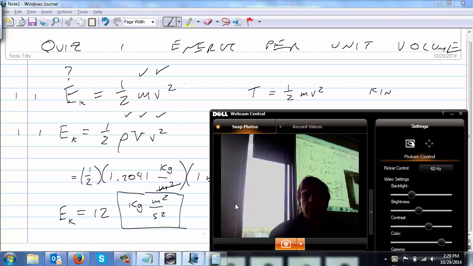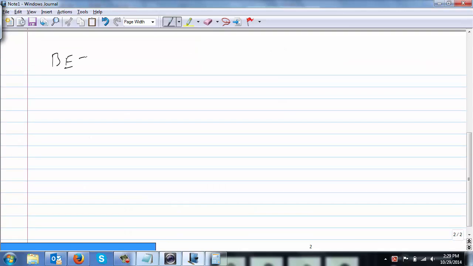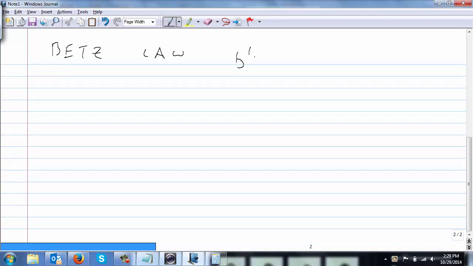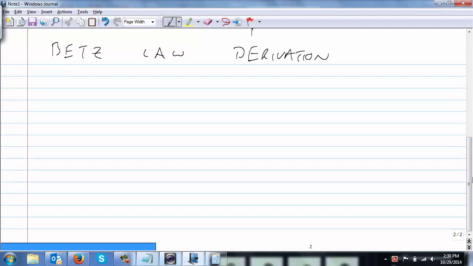So the next thing I want to cover is the derivation of Betz's Law. Skipping around, nothing like that. And this is something we covered a little bit in 102, but didn't really dig into the math much. And I figured, here we are in a 200 level class, and it's time to dig into the math and understand this a little more fundamentally.